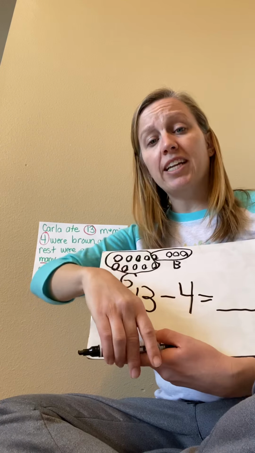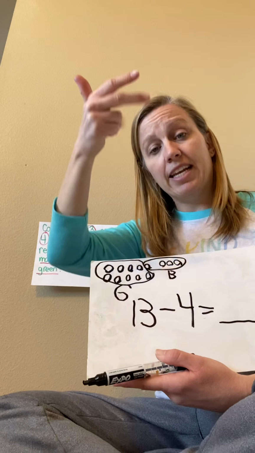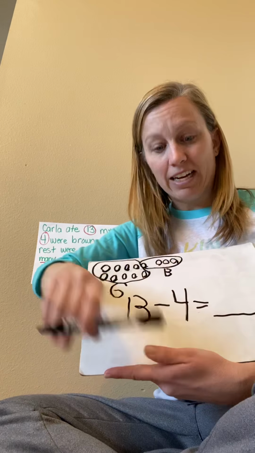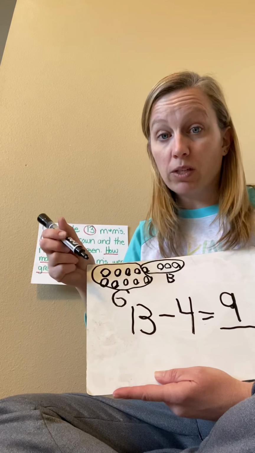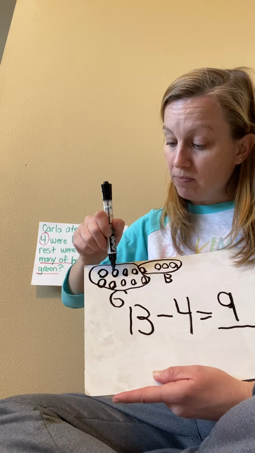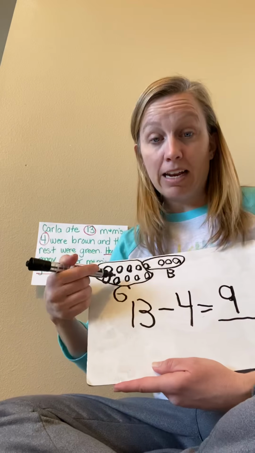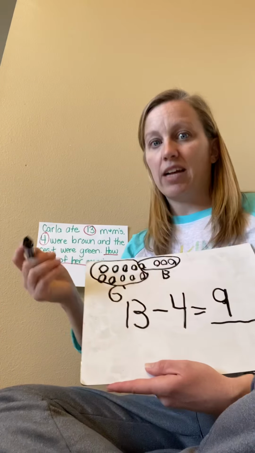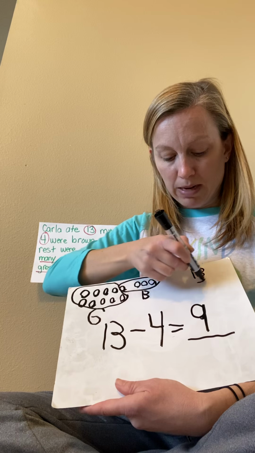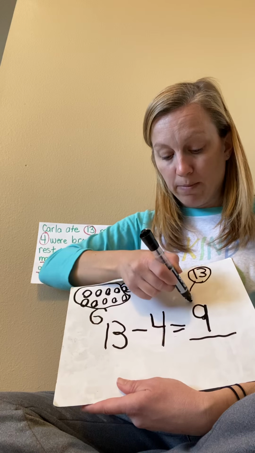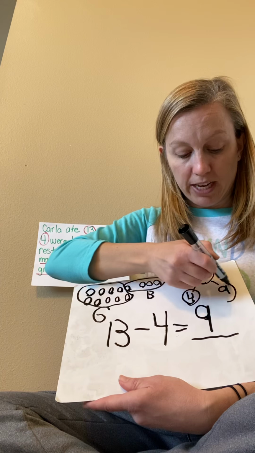So I start at 13 and I'll count down. 13, 12, 11, 10, 9. I got 9, but I always like to double check. So I'm going to go back in my picture and count how many green ones are in my picture. 1, 2, 3, 4, 5, 6, 7, 8, 9. 9 in my picture, 9 when I counted down. So I know that it has to be correct. I'm going to also put a number bond. 13 was my total. 4 of them were brown. And I now know that 9 of them were green.